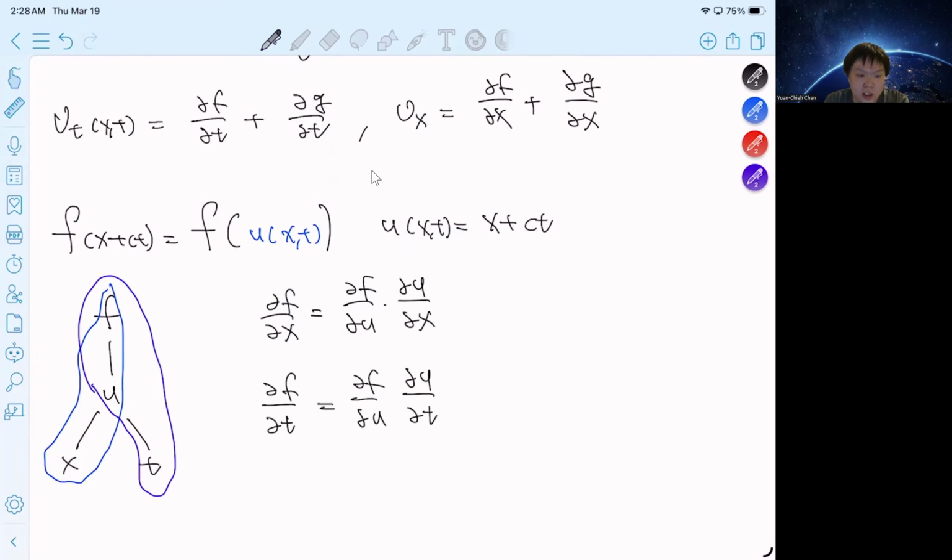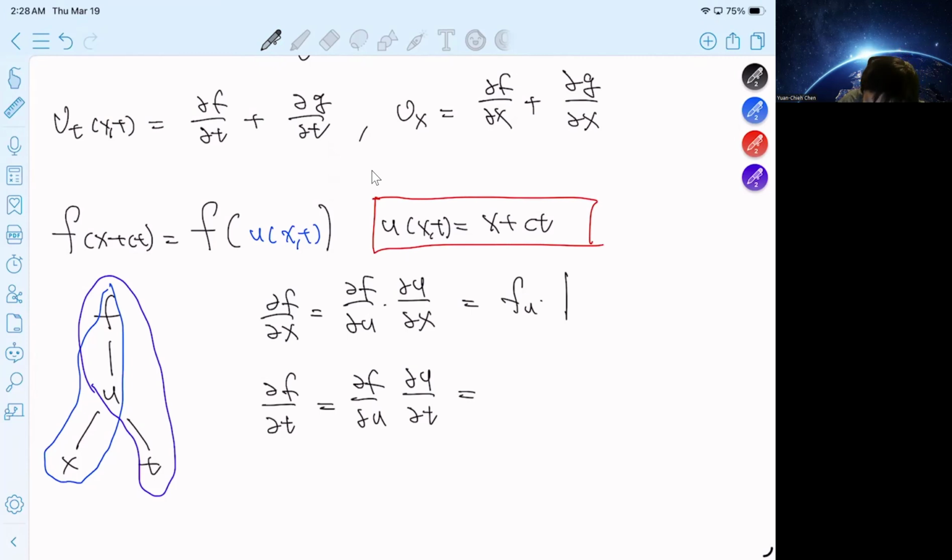Okay. So we'll keep the partial f partial u since we don't know what that is. We just keep that, so this will be f_u, but we know what u is. So u is x plus ct. So partial u partial x is just 1. Similarly for partial f partial t, we keep the partial f partial u, and partial u partial t is now c. So basically chain rule.